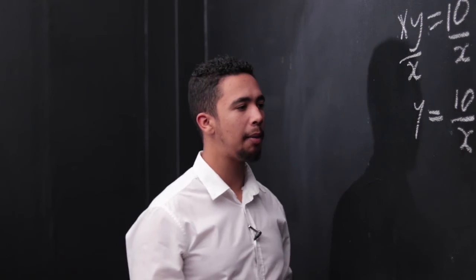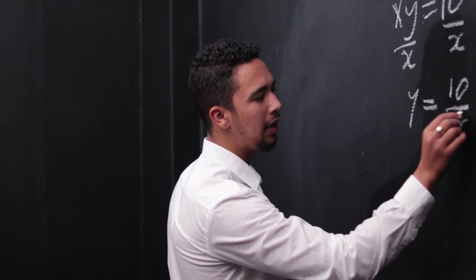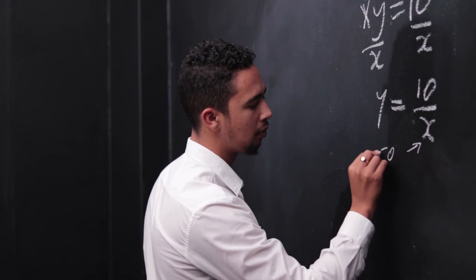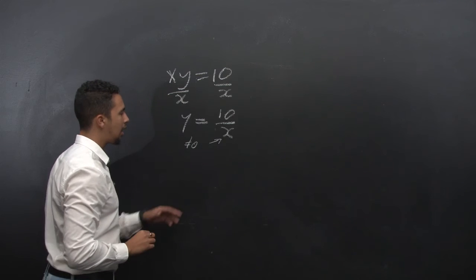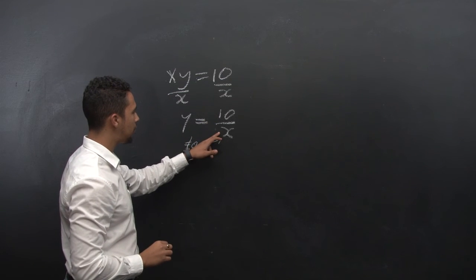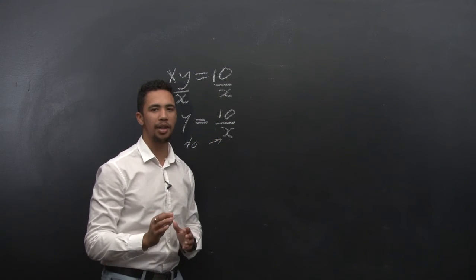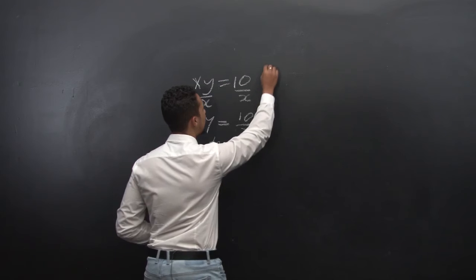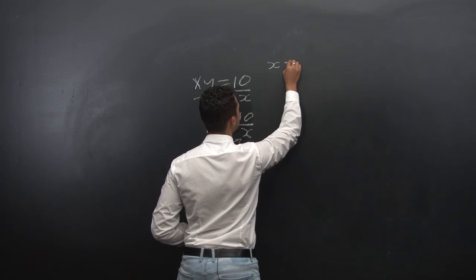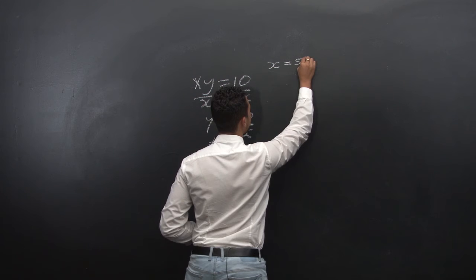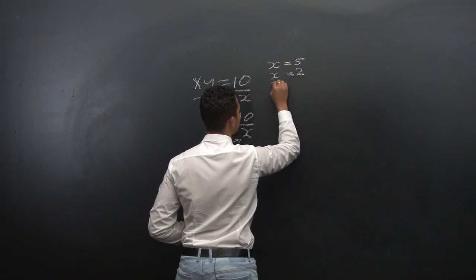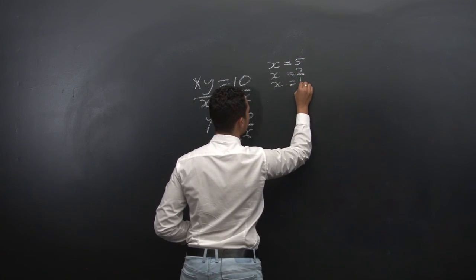So what's unique about hyperbolas is that x cannot be equal to 0, because 10 divided by 0 will be an error if you type that into your calculator. So let's look at these values. If x is equal to 5, x is equal to 2, and x is equal to 1.